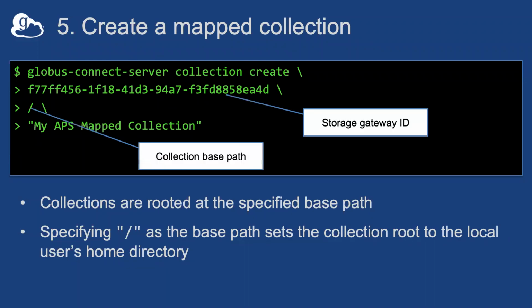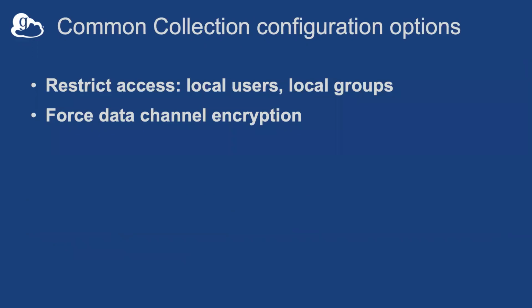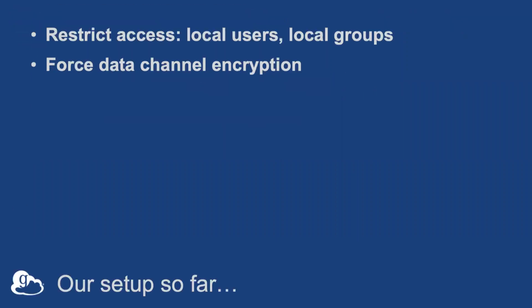So that's the storage gateway ID, the base path, and the name, right? There's several things you can configure. The line I like to say: anything you can do with V4, you can do with V5. So if you have restrictions on your mapped collections, especially POSIX ones, in terms of local users and local groups who are allowed to access, you can configure that. You can force data channel encryption and integrity checks, so you can have all of those configurations, right? So everything translates over to this.